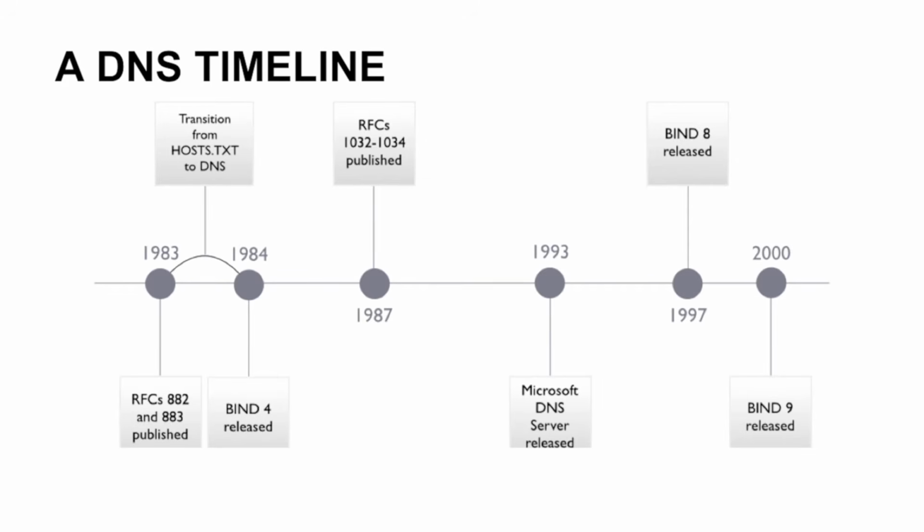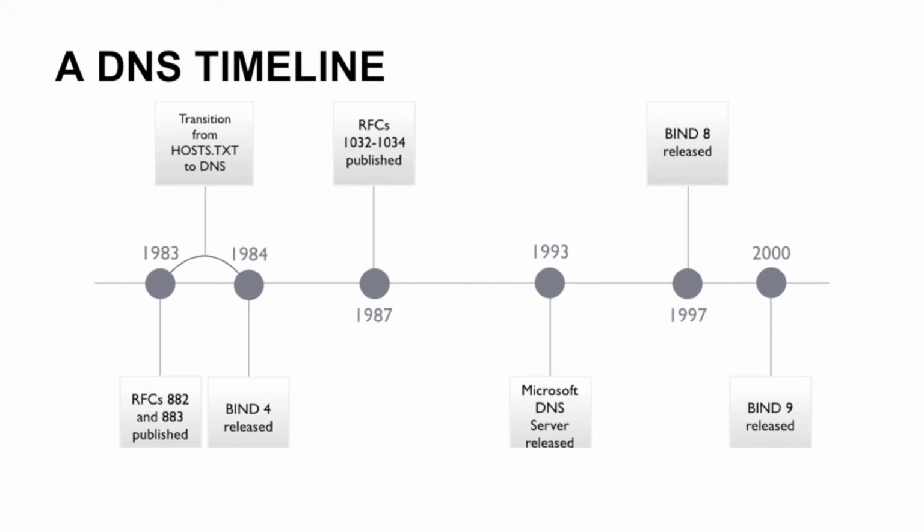Here's a look at a timeline of DNS history over the past 30-odd years. You can see that the scale along the horizontal axis is not particularly accurate. The first RFCs, requests for comments documents to describe DNS, were published by Mockapetris back in 1983, and the ARPANET made the transition from the host table to DNS between their publication in 1984.